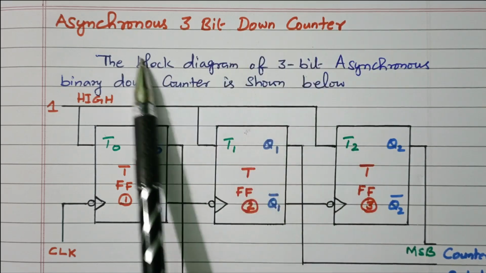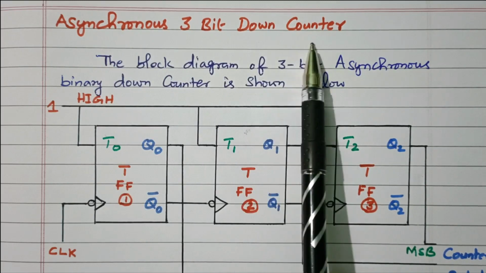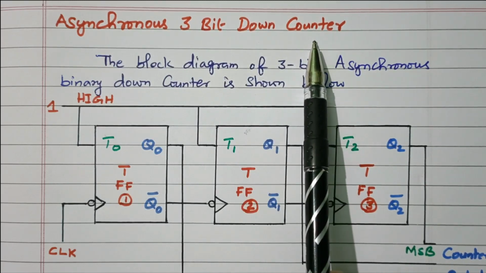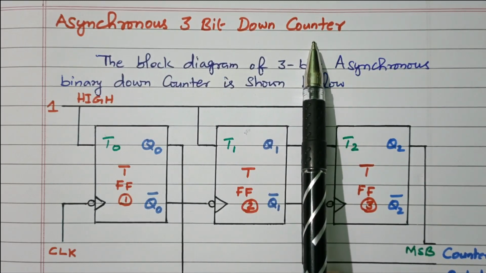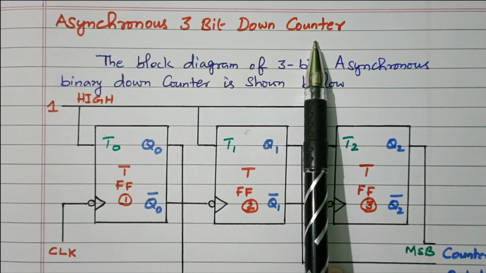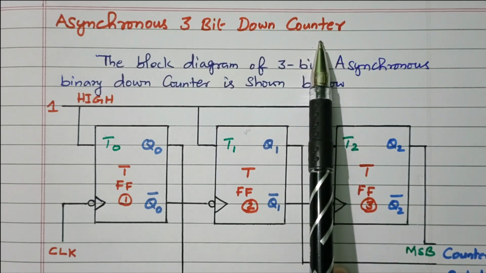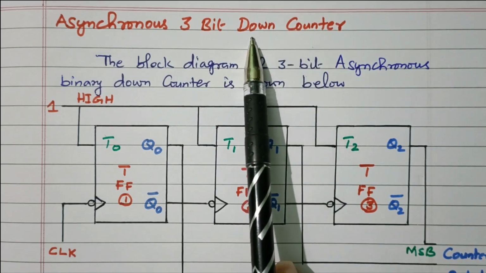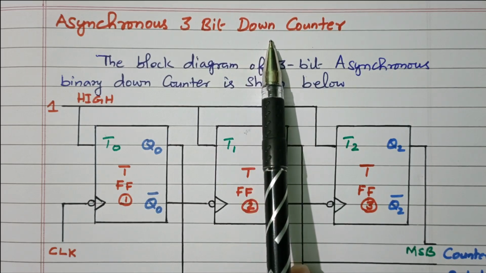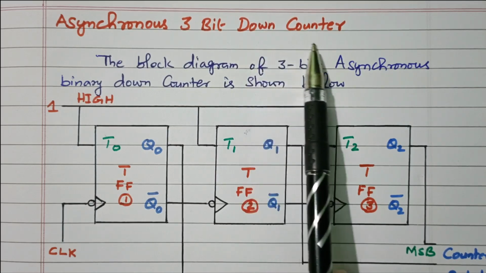Now we'll go to the topic. Asynchronous 3-bit down counter. A counter is a device that is made up of flip-flops. A flip-flop is the storage element; it will store 1 bit of data. This counter will count the numbers from 0 to n or n to 0. Because this is a down counter, it is counting from n to 0.